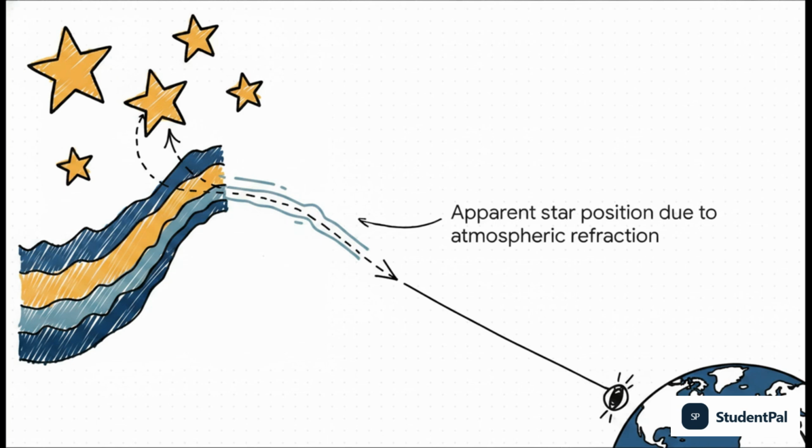But because our atmosphere is super dynamic and always moving, the path of those light rays constantly wavers, causing the starlight entering your eye to flicker. And there you have it. That is the magic of twinkling.